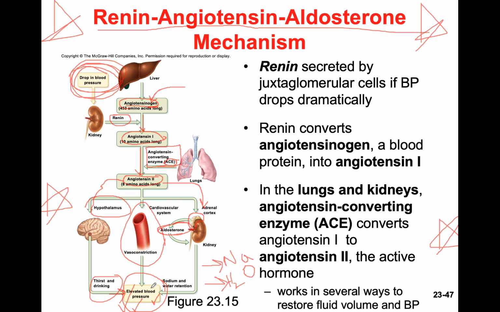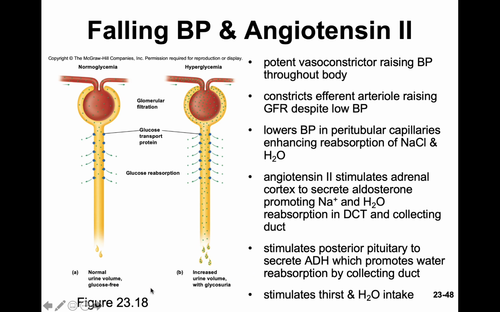I know there's a lot of questions from this mechanism on the next test. So this is a little bit more on angiotensin 2. Angiotensin 2 we know is a vasoconstrictor, constricts blood vessels. It also is able to constrict the efferent arteriole. The efferent arteriole is the outgoing arteriole.